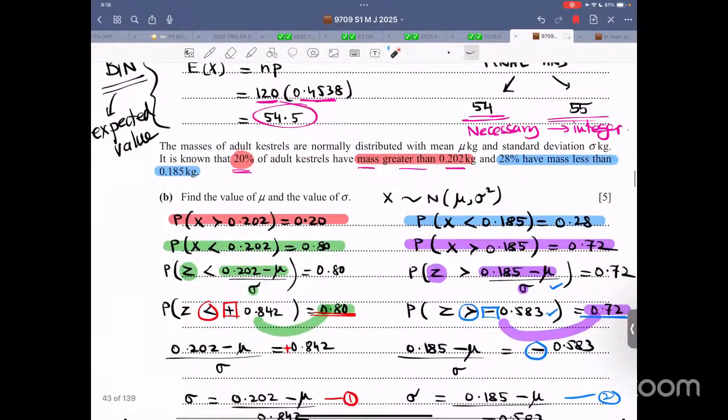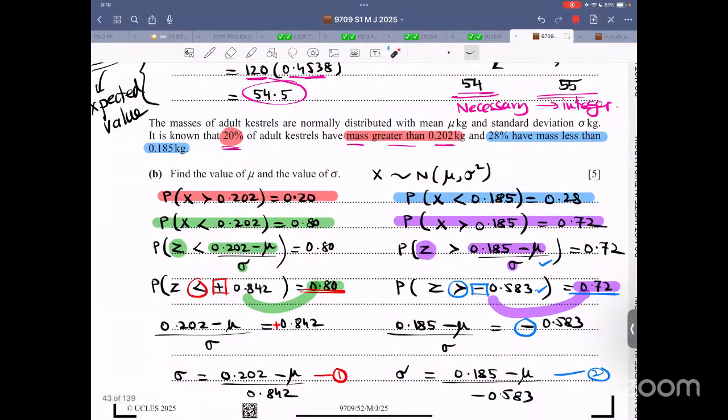So now it says the masses of adult kestrels are normally distributed with such and such. It is known that 20% of the adult kestrels have mass greater than 0.202. 20% have masses greater than this. 28% have masses less than 0.185. 28% have masses lesser than this.